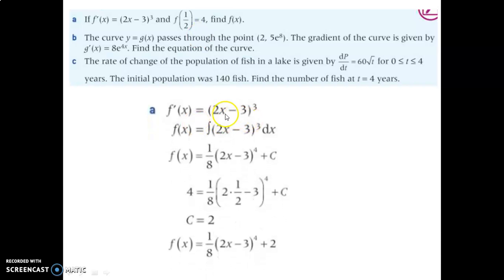Okay, so there it is. We took the integral. We found this using our new rule with the linear portion. And then we don't know c, but we do know the point 1/2 and 4. So 1/2 goes in for x, 4 goes in for the y value. Solve it backwards for c, and then you can write your original function. Try B in the same way. It's the same kind of problem.